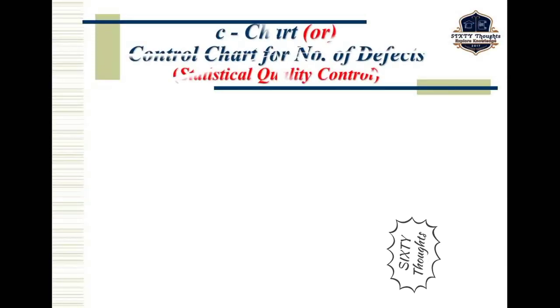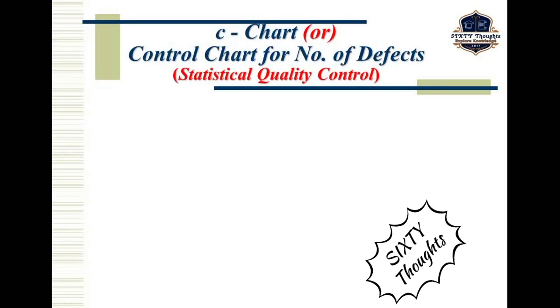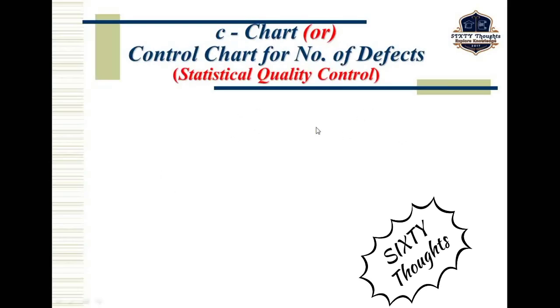Hello everyone. In this video lecture, we discuss the control chart for number of defects, otherwise called the C chart in statistical quality control. How do you know your problem belongs to a C chart? The given problem has number of defect data values. Once we consider number of defect values, that is called a C chart, right?